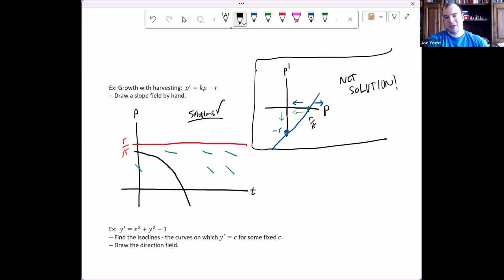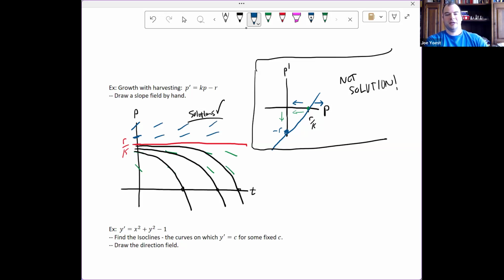So we have this kind of exponential growth away from our equilibrium, and our population goes to 0. If we harvest too aggressively, our population dies out. And vice versa, if P is bigger than R over K, P prime is positive. It's a little bit positive if P is a little bigger, and a lot positive if it's a lot bigger.